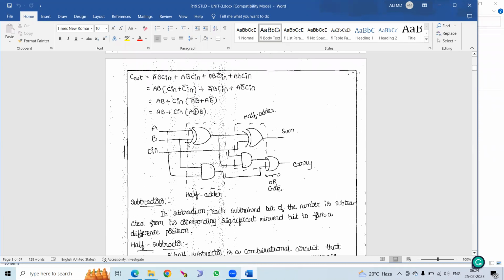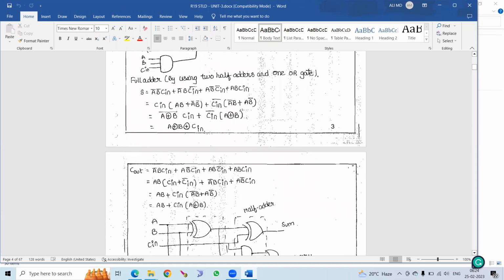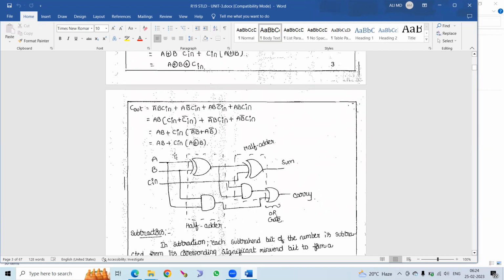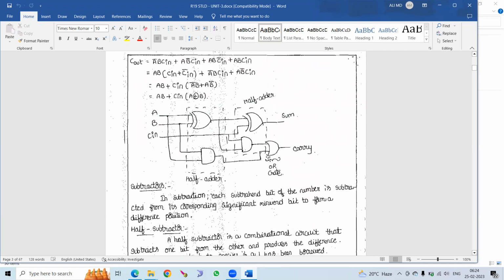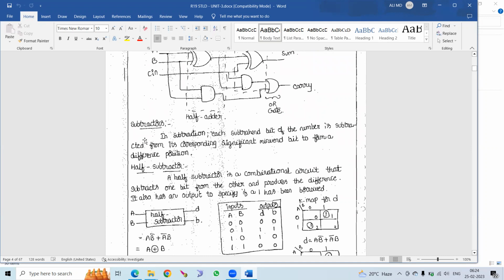Here in the circuit diagram, there is one half adder, another half adder, and as an extra gate, one OR gate. By this expression, we are going to make our full adder by using two half adders and one OR gate. It can be represented by A, B, C with one half adder, another half adder, and one OR gate, whereas the sum and the carry are the two outputs.